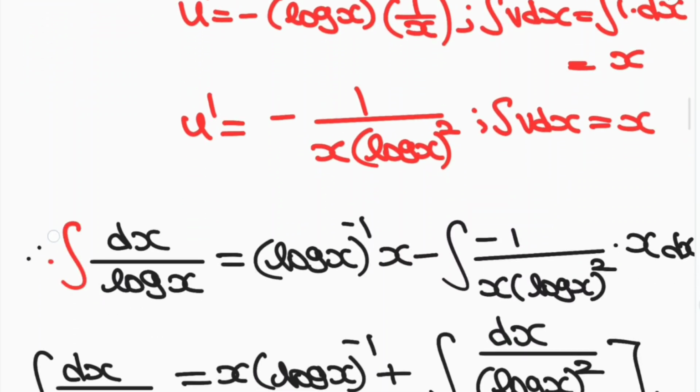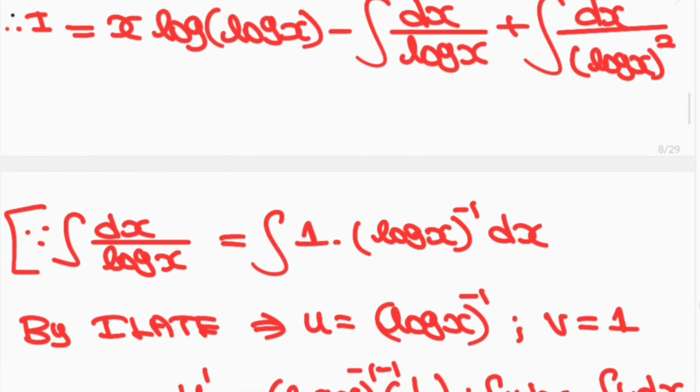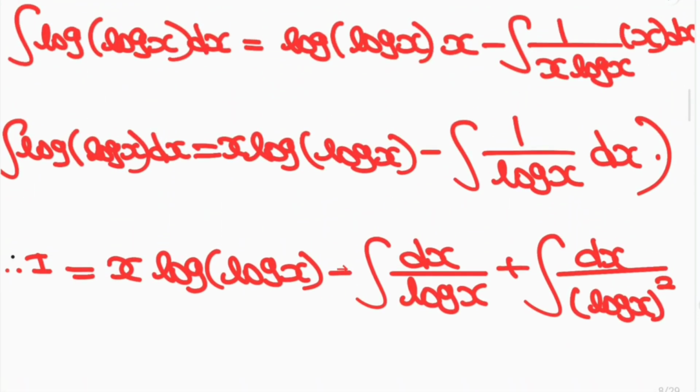So therefore integral of dx divided by log x is nothing but log x inverse into x, that is u into integral v dx, minus integral of u dash value into integral v dx, of dx. Then x gets cancelled, so minus into minus becomes plus. So finally this one is log of x the whole square. So therefore integral dx by log x is equal to x into log x inverse plus integral dx by log of x whole square. Substitute this in this place of this value.